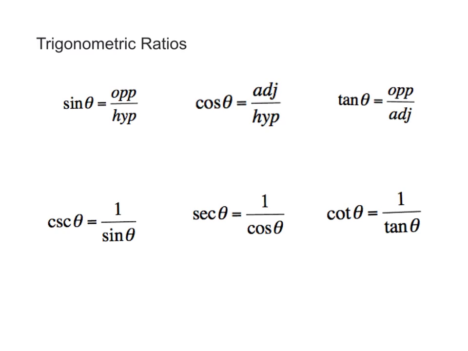There are also three secondary trig ratios, which are CSC, which is cosecant, and then there's SEC, which is secant, and COT, which is cotangent. And this is actually going to be on your formula sheet, that cosecant theta is 1 over sine theta. Cosecant is the reciprocal of sine.